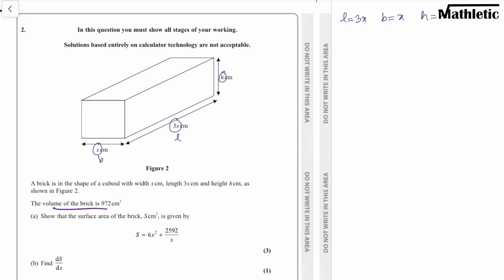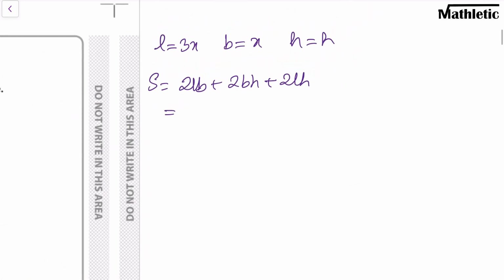Okay, so the volume of the brick is given. We need to show the surface area. The formula of the surface area is 2lb, 2bh, 2lh. If they mentioned it's an open box, in that case we had to use lb instead of 2lb. But since it's not mentioned, we will be using the general formula. So next I will just replace the values of lbh here.